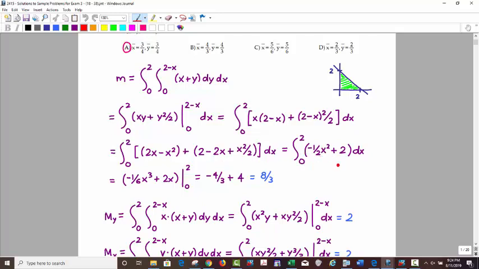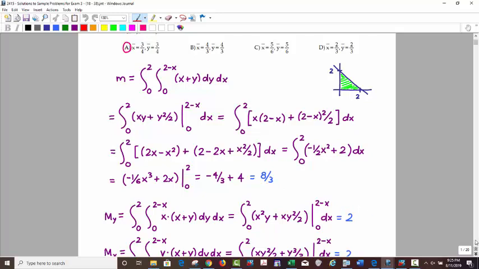Now you could have integrated it without simplifying. Well, I certainly would have canceled the x's, but it makes it a little easier. Now we'll take this antiderivative with respect to x. It will be x cubed over 3, so it makes it negative 1/6 x cubed. And 2 will be 2x from 0 to 2. Plug in 2, plug in 0, and you'll get 8/3.